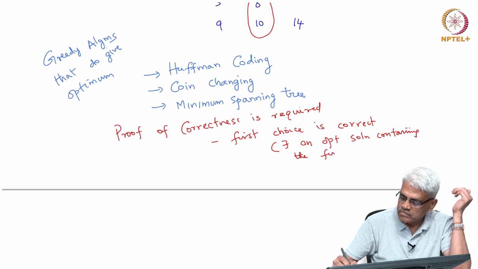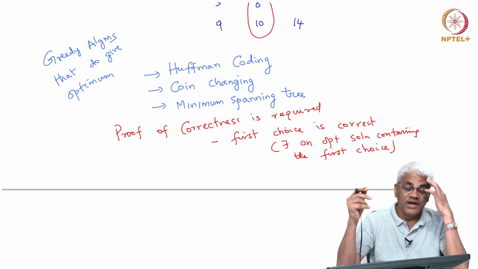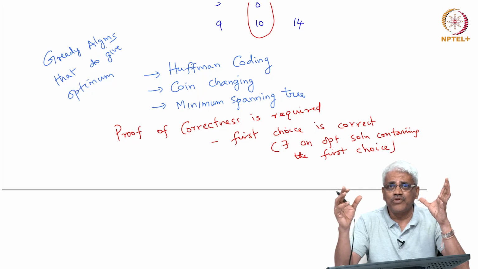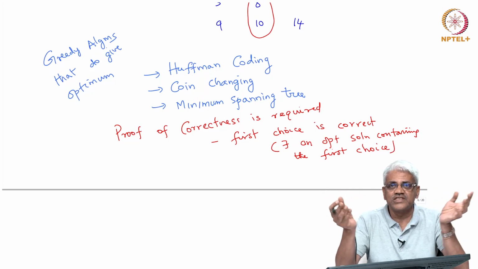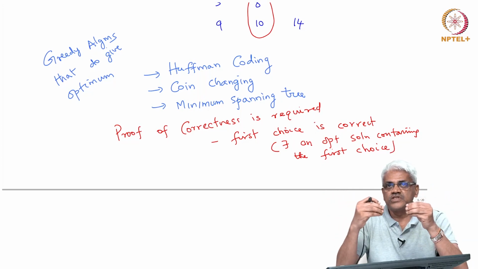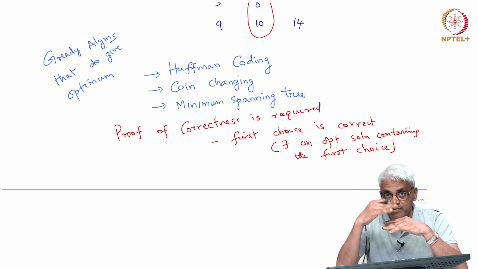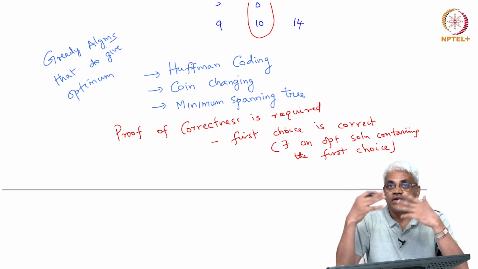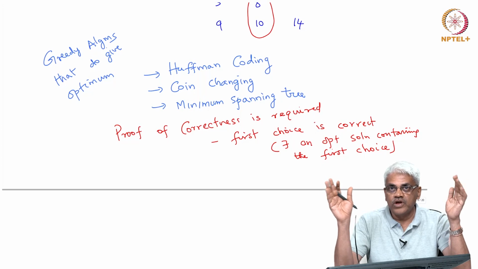So for something like Huffman coding, it's actually a complicated proof, because there is no such thing as first choice, second choice. You're just taking the two smallest frequencies and merging them. They become highest height. Okay, so please go look at the proofs.